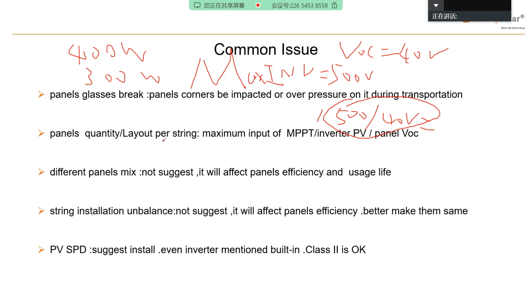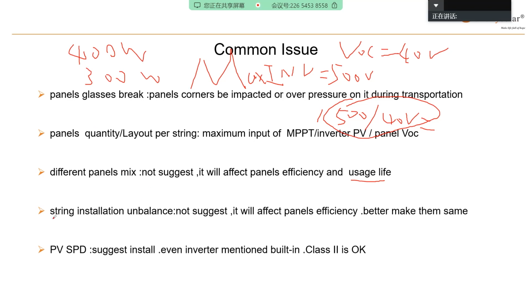So normally we do not suggest, because it will affect the panel's efficiency and usage life, because the different brand or different power panels have many parameters that are different. So if you use them, it will affect the total efficiency. Also it's not good for the panel's usage life. If you use it correctly, it can last more than 20 years. But if you mix it, maybe less than 10, even shorter. So we do not suggest mixing them.